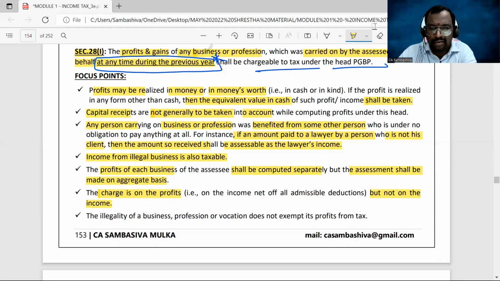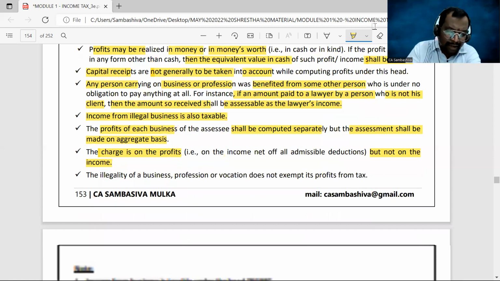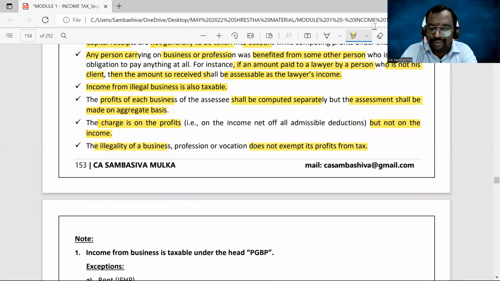When you're preparing the profit and loss account, you will take the gross profit, and on the debit side, you will book all the expenses. After booking all the expenses, whatever is ultimately left over as net profit, that is the income on which you are going to levy the tax. Are you following or not? Only on the net profit, that is your income from business or profession. Next, the illegality of the business, profession or vocation does not exempt its profits from tax. That is a point I've already told you, sir.